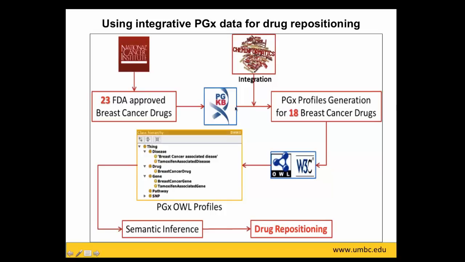integrate the pharmacogenomics data from PharmGKB, DrugBank, the GWAS catalog, and the FDA biomarker tables. Since we do drug repositioning, we also consider chemical structure, because drugs with similar chemical structures may have similar chemical properties. So we also integrate some cheminformatics approaches into this profile.